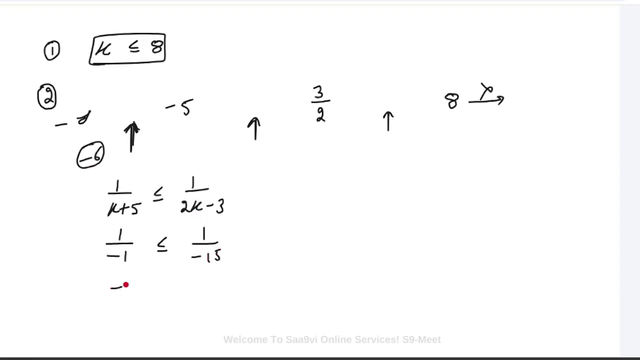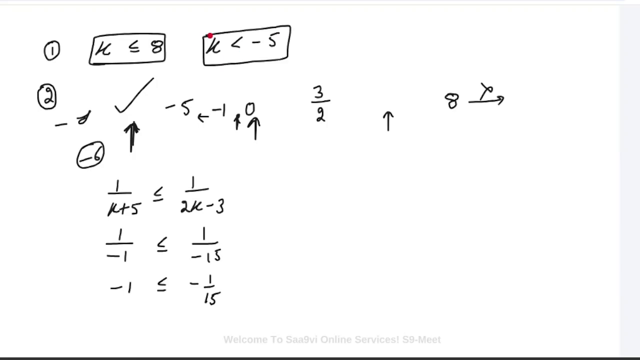2 into minus 6 is minus 12, minus 3, minus 15. That means minus 1 is less than minus 1 by 15, and that is absolutely right because here we get 0 on the number line, here we get minus 1, and so on, and this value minus 1 by 15 is going to be somewhere here. That means this region definitely is a part. That means I can also say that x has to be less than minus 5.